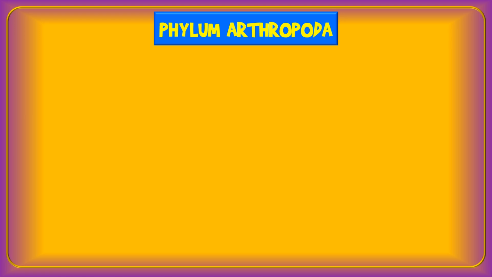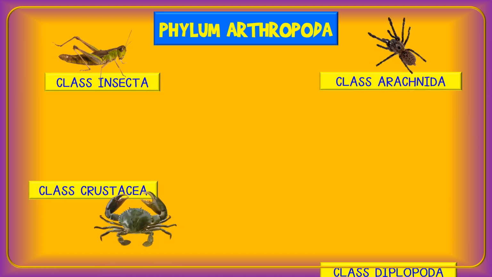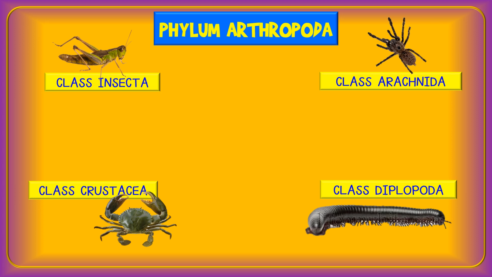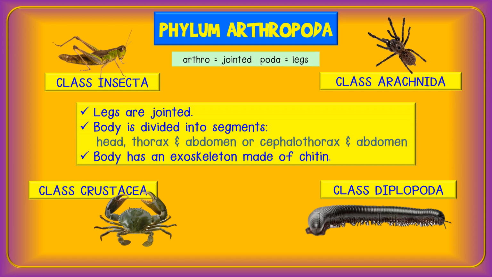Phylum Arthropoda, or the Arthropods, is made of four main classes. Class Insecta, Class Crustacea, Class Arachnida, Class Diplopoda. The word Arthropoda means jointed legs. All arthropods have legs that are jointed. Arthropods also have segmented bodies. Their bodies may be divided into head, thorax, and abdomen, or only a cephalothorax and an abdomen. Arthropod animals all have exoskeletons made of chitin. The exoskeleton will molt during the animal's life cycle.